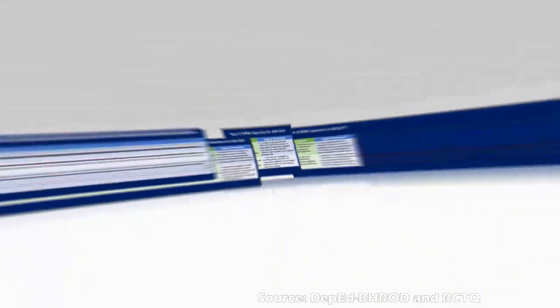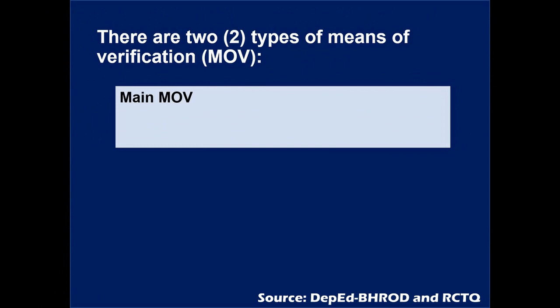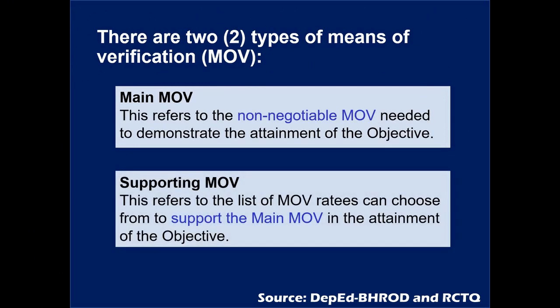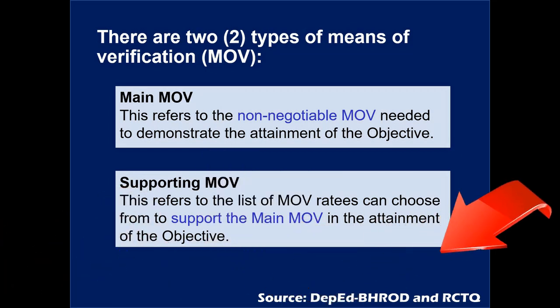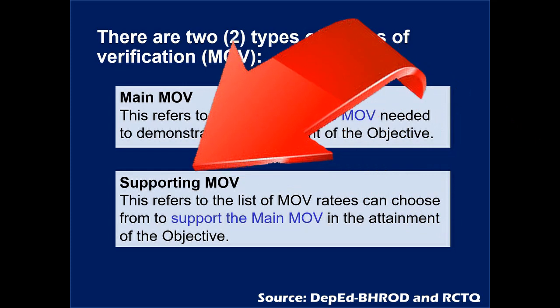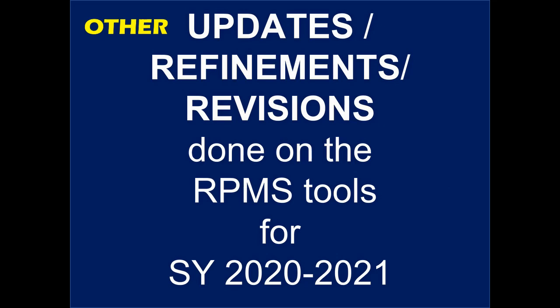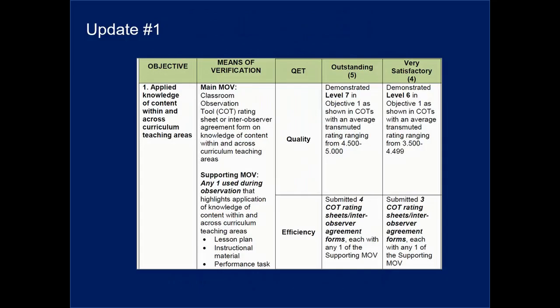There are two types of MOV, or means of verification: the main MOV and the supporting MOV. The main MOV refers to the non-negotiable MOV needed to demonstrate the attainment of the objective, while supporting MOV refers to the list of MOV that ratees can choose from to support the main MOV in the attainment of the objective. What are the updates, refinements, and revisions done on the RPMS tools for school year 2020-2021?